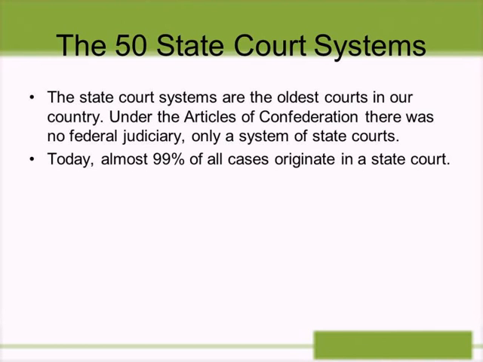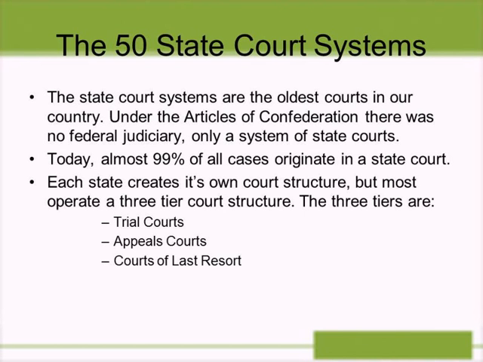The last thing I want you to realize about the state court systems is that most state court systems use a very similar structure to that of the federal government's court system. The federal court system basically has three levels: the trial courts, the Court of Appeals, and the Court of Last Resort, or the U.S. Supreme Court. Most of the states use the same three-tier system. They have a trial court, an appeals court, and then courts of last resort, which most states call their state Supreme Court.